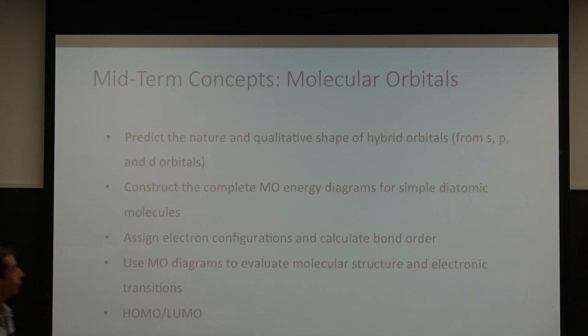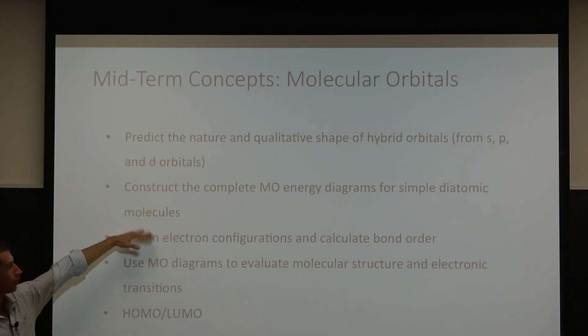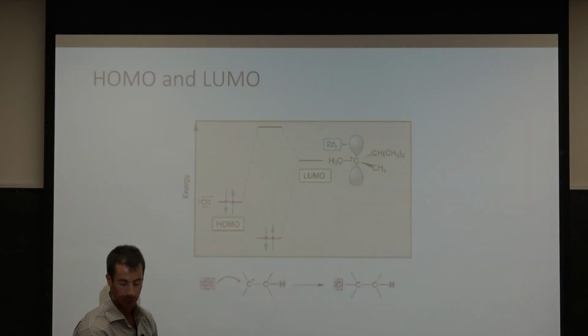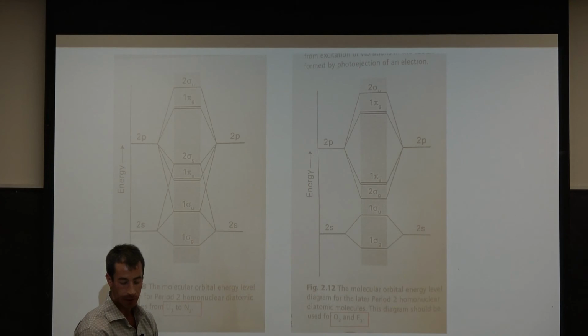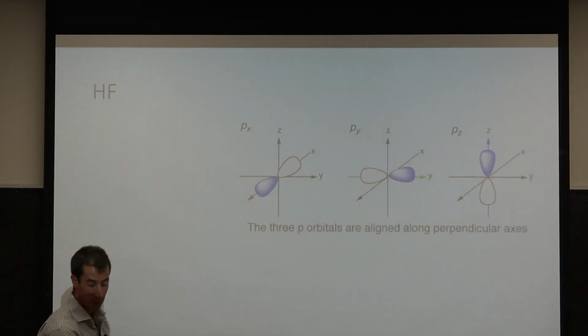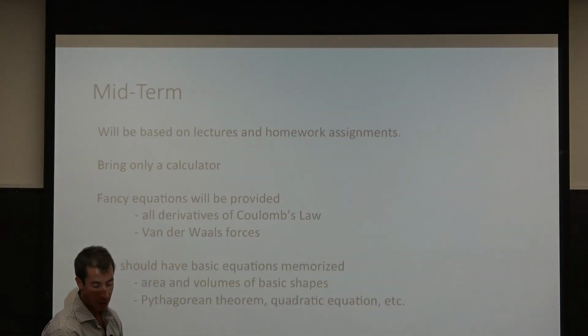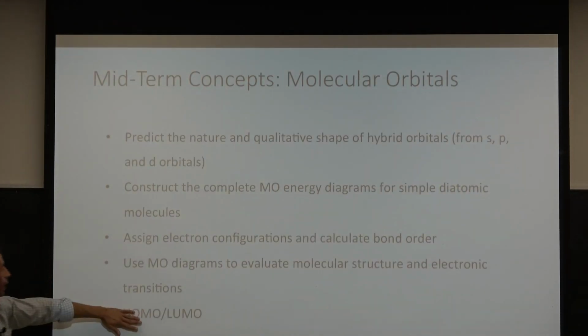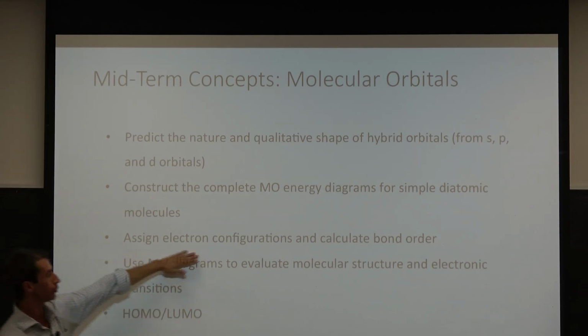And then on molecular orbitals, how far did we get today? Predict the nature and shape of hybrid orbitals, so sp, d, and then also sp2, sp3, sp. Construct a simple molecular orbital diagram, so it'll be one of these that we looked at, a diatomic, if it's on there. We didn't get to highest occupied and lowest unoccupied, but do be able to calculate bond order.